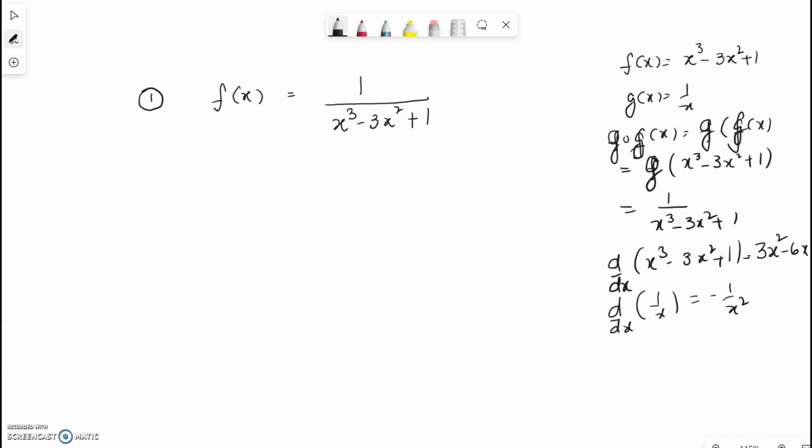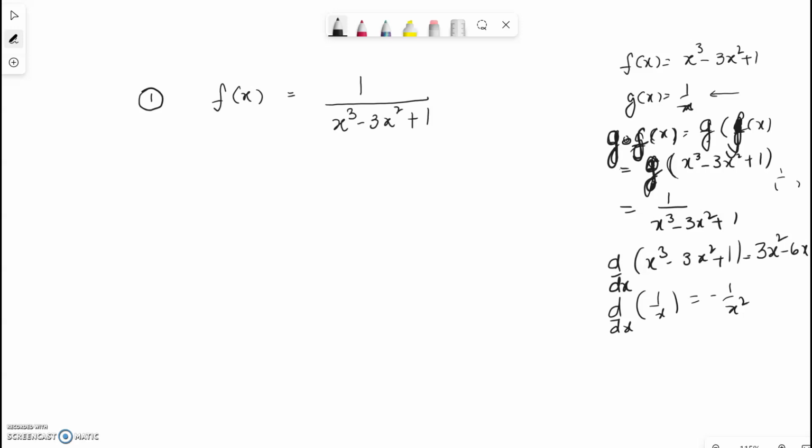So f of x equals x cubed minus 3x squared plus 1. G of x is the reciprocal function which flips anything that g is applied to. So g composition f of x is g of f of x. So that's g of f of x is x cubed minus 3x squared plus 1. And what does g do to anything? It flips that function. So it's 1 over x cubed minus 3x squared plus 1.